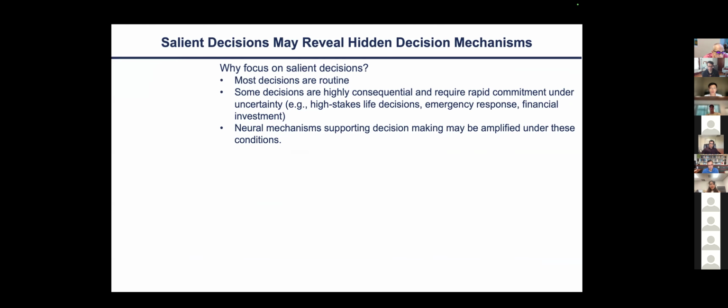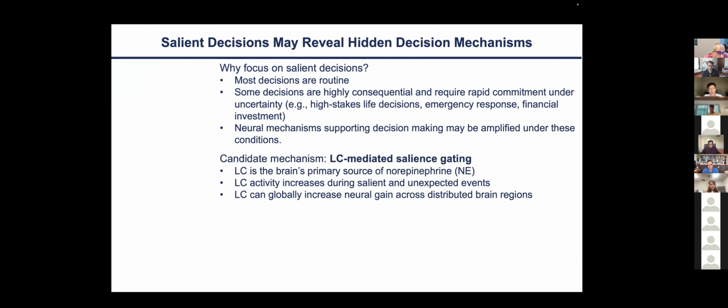And we think for those super high stake decisions, or what we call the salient decision, it requires a neural mechanism supporting decision that could be amplified under those conditions so we can better study it. And for the neural mechanism supporting the salient decision, one potential mechanism is the LC-mediated salience gating.